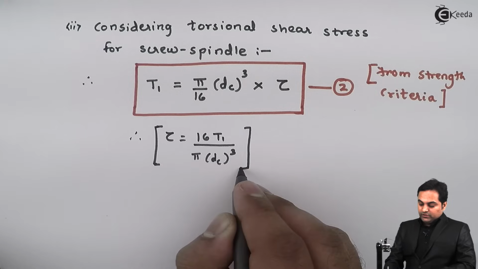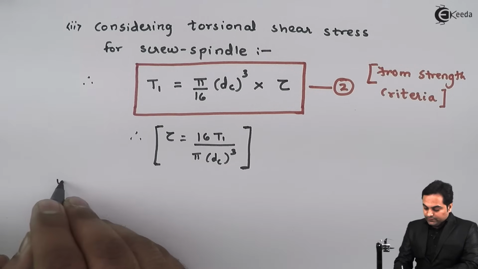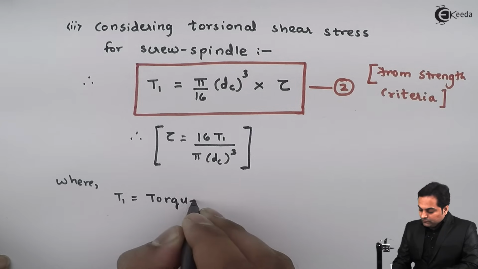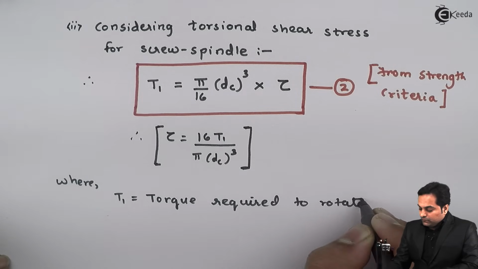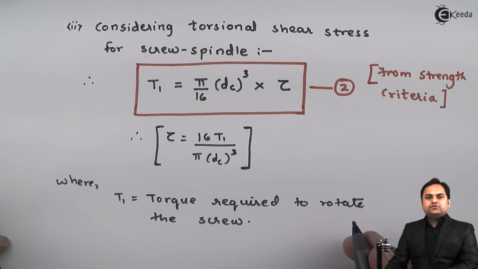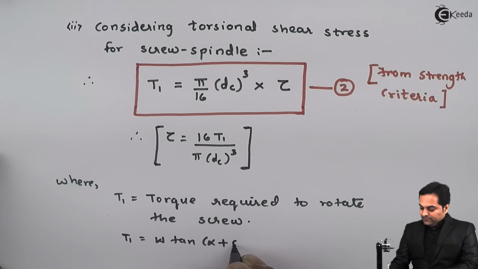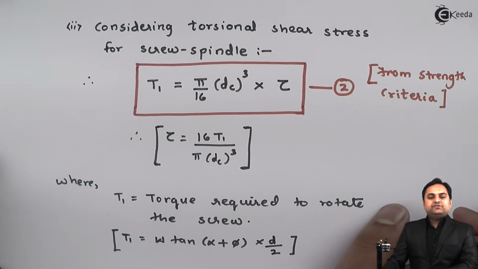From this equation we can get the value of shear stress, but we should also know T1 here. T1 is equal to the torque required to rotate the screw, and this torque can be calculated by using the formula T1 is equal to W into tan(alpha plus phi) multiplied by D by 2. So from this formula we can get T1.